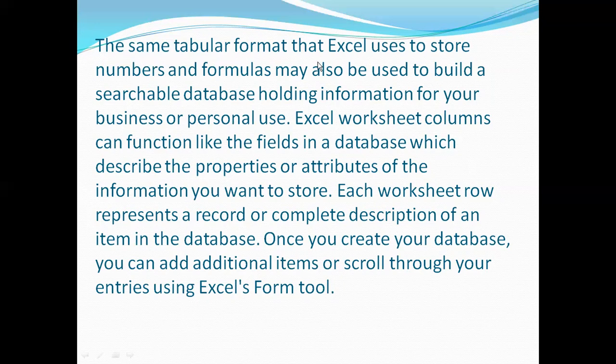So in Excel, we have numbers and formulas which can be used to build a searchable database holding information for your business, or it can be for your personal use. Excel worksheet columns can have functions like the fields in a database which describe the properties or attributes of the information you store, like your personal details, first name, last name, your roll number, then your marks obtained in each subject. So that is proper rows and columns with proper headings. Each worksheet row represents a record and a complete description of an item in a database.